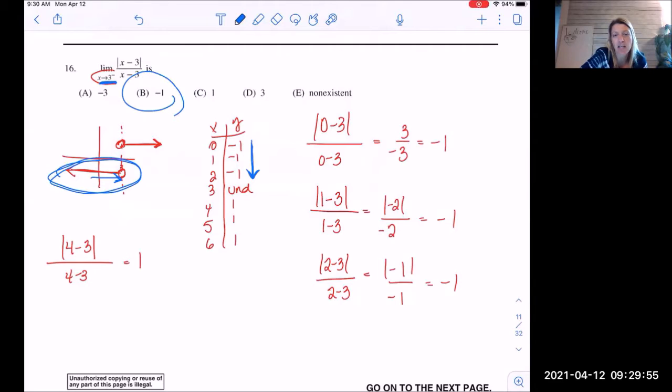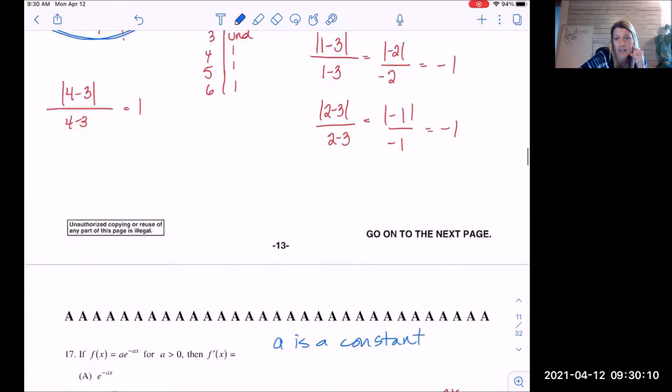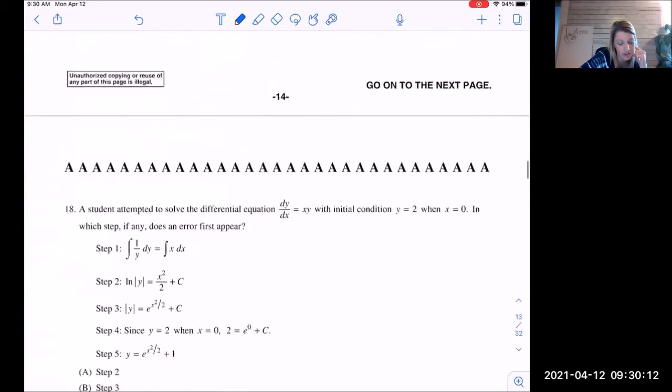You don't know that graph naturally? Again, skip it, put a circle around it, come back to it at the end of the multiple choice if you have time, and see if you can figure out a graph for it and think of it graphically. Okay, 21.